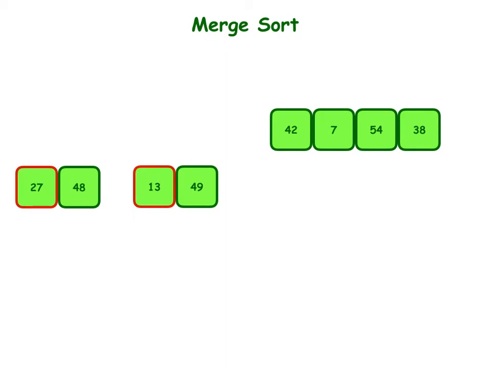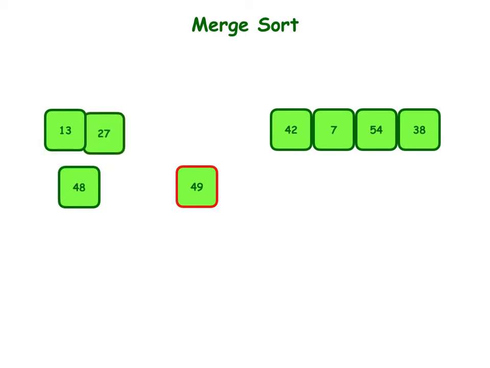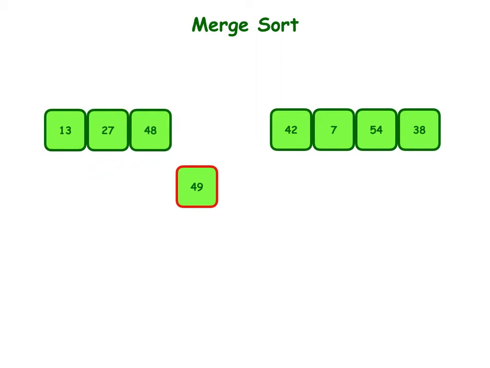They're both sorted, so now we can merge these subarrays back together by comparing the first items in those two subarrays. So 13 and 27, 13 is the smaller of the two, so 13 gets brought up first. Next, compare 27 and 49. 27 is the smaller of the two, so 27 gets brought up. Next, 48 and 49. 48 is the smaller of the two, so 48 gets brought up. 49 is all that's left, so now 49 gets brought up. All right, so now the left side of this problem is completely sorted.